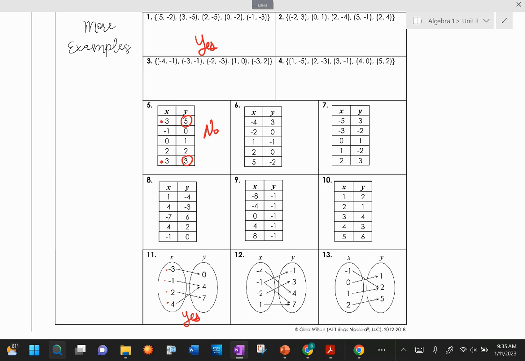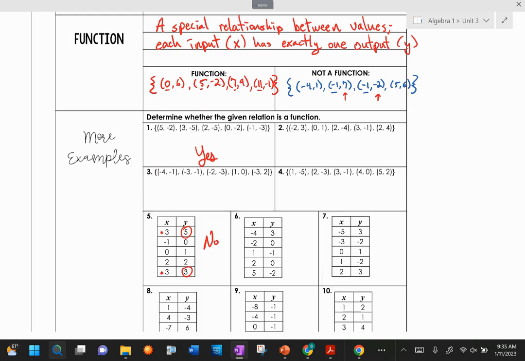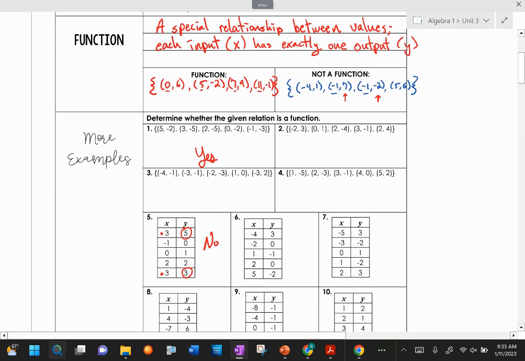So you were saying, is this a function or is this not a function? Well, so these are all relations because they're in the same group, but they won't all be a function. So what you want to answer is yes, it's a function, or no, it's not a function.